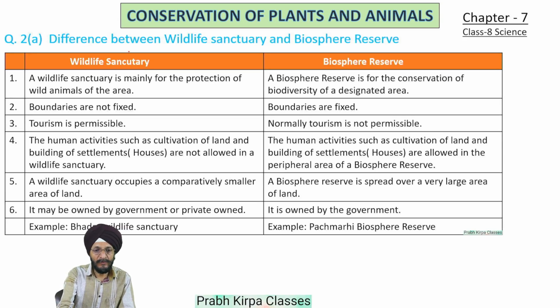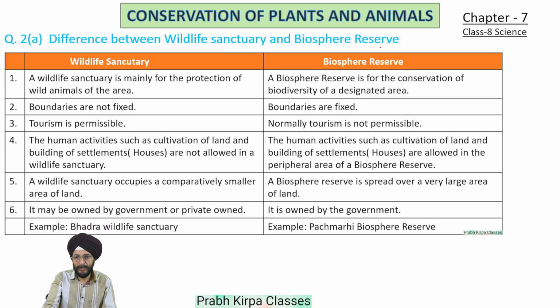Now we are to perform the difference between wildlife sanctuary and biosphere reserve. A wildlife sanctuary is mainly for the protection of wild animals of an area. On the other hand, a biosphere reserve is for the conservation of biodiversity of a designated area. In the case of a wildlife sanctuary, boundaries are not fixed. In the case of a biosphere reserve, boundaries are fixed.